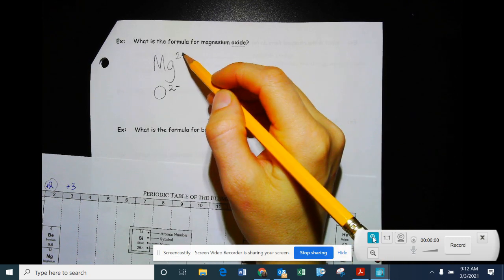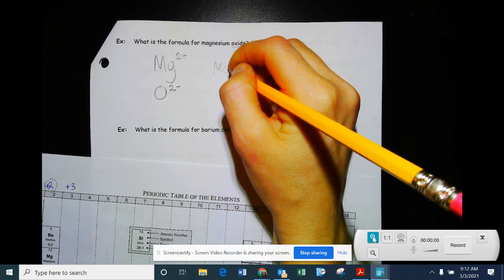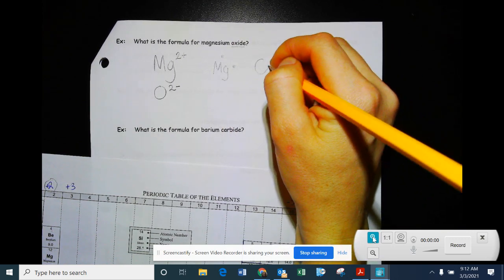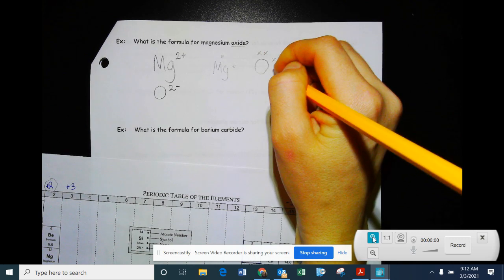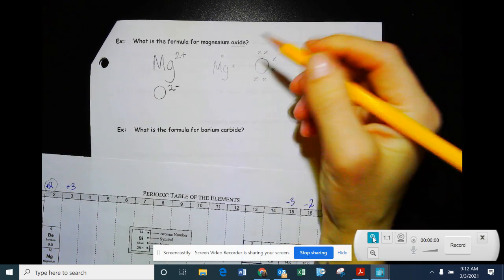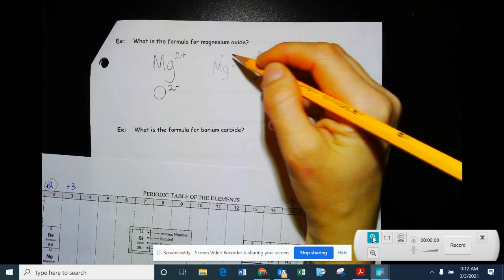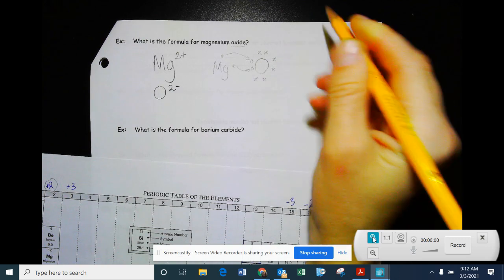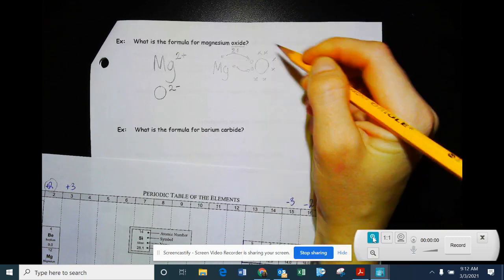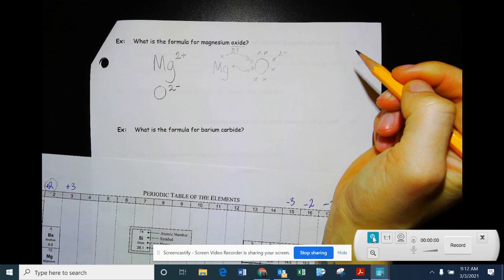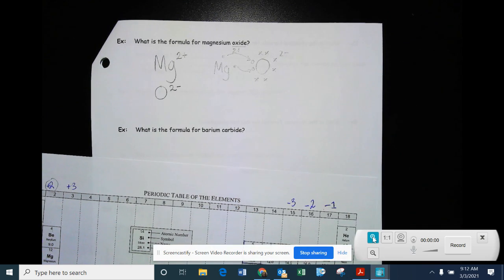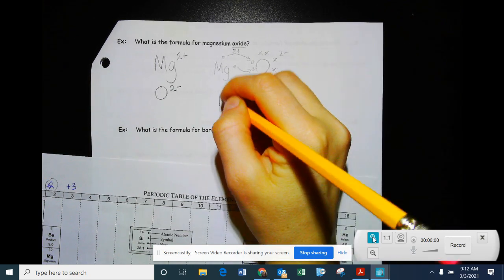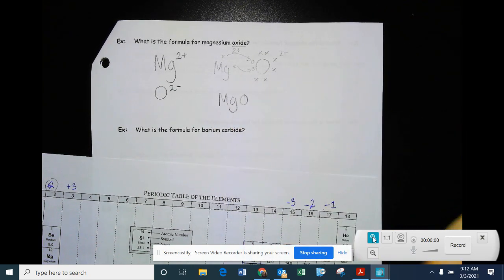If we've got one thing that likes to give away 2 electrons, so I'll just do the Lewis dot diagram for this. Magnesium has 2 electrons to give away. I'm just going to draw oxygen's electrons as X's. And oxygen can accept 2 electrons. Magnesium is happily getting rid of those 2 and becoming positively charged. Oxygen is becoming negatively charged. And yes, we only need 1 of each in order to create a neutral compound. So MgO.